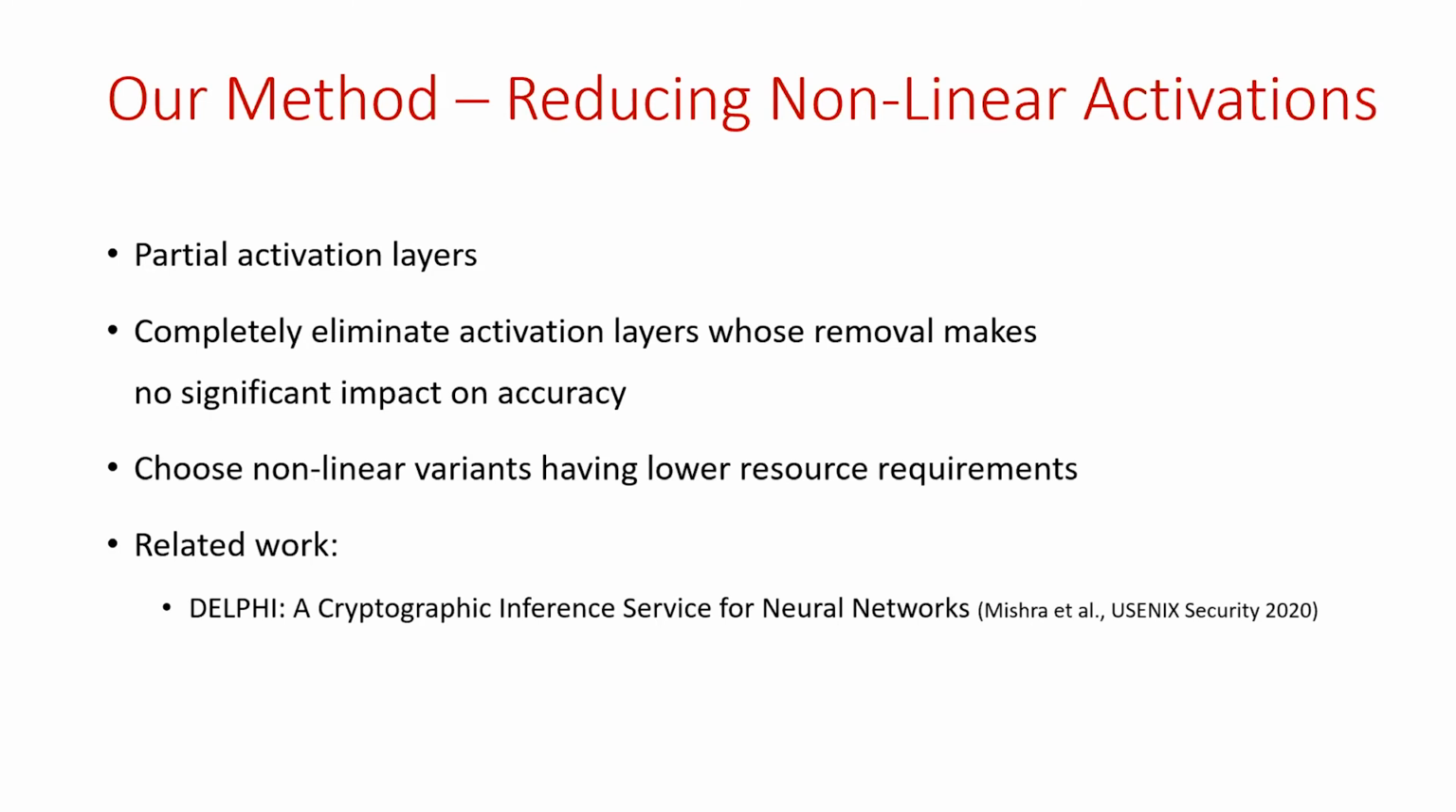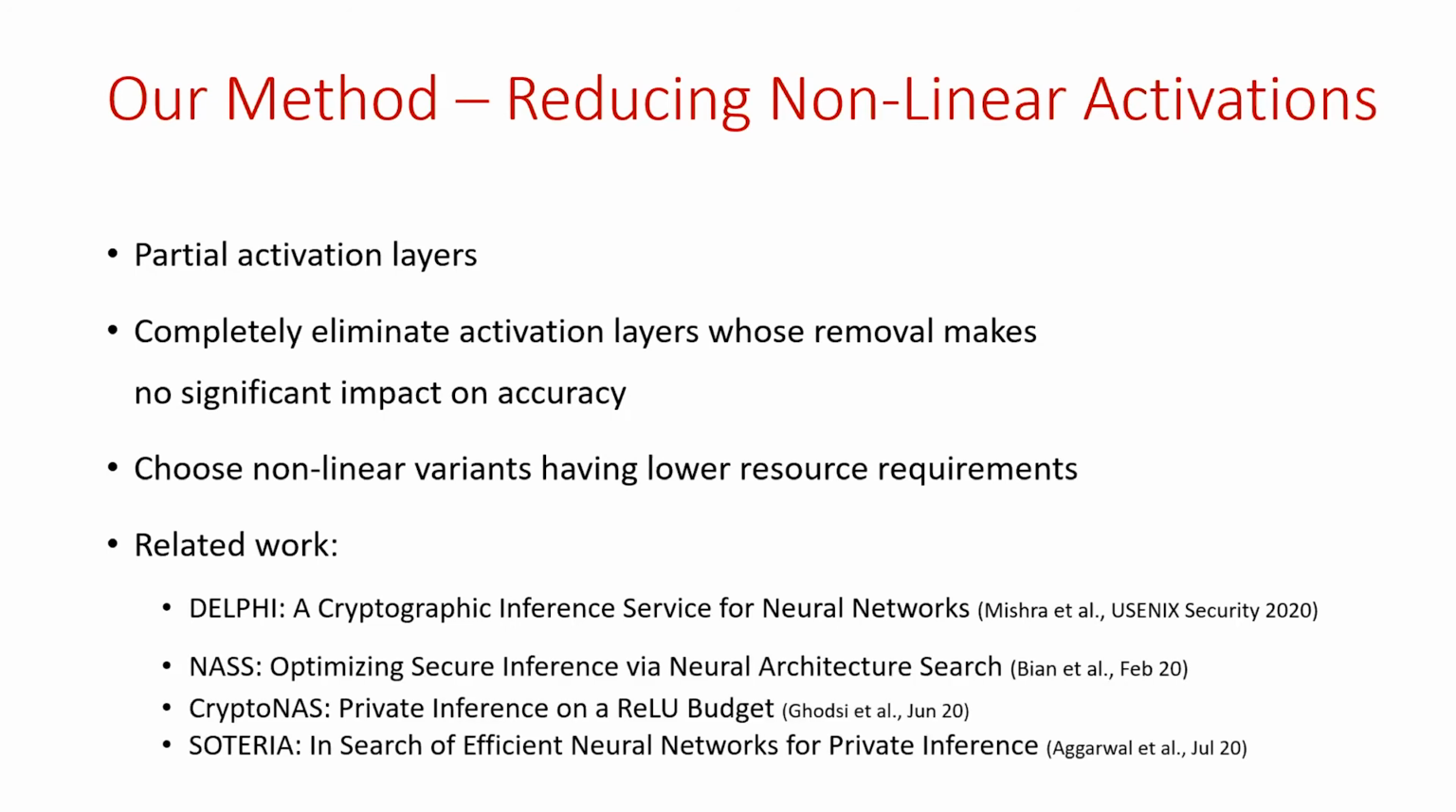Concurrently to us came out Delphi, which proposed a framework for the conversion of neural networks to privacy-preserving neural networks. And they suggested to replace some of the ReLU activations by polynomial approximation. And they also proposed a planner that would help them to automatically decide which activation layers should be approximated and which should remain exact. Later on came out a few works that use neural architecture search algorithms in order to design neural network architectures. They usually focus on binary or sparse neural networks and mainly move the location of ReLU activations.